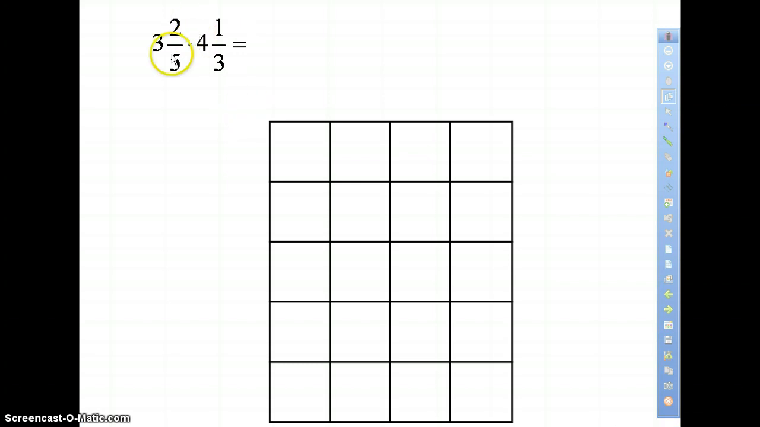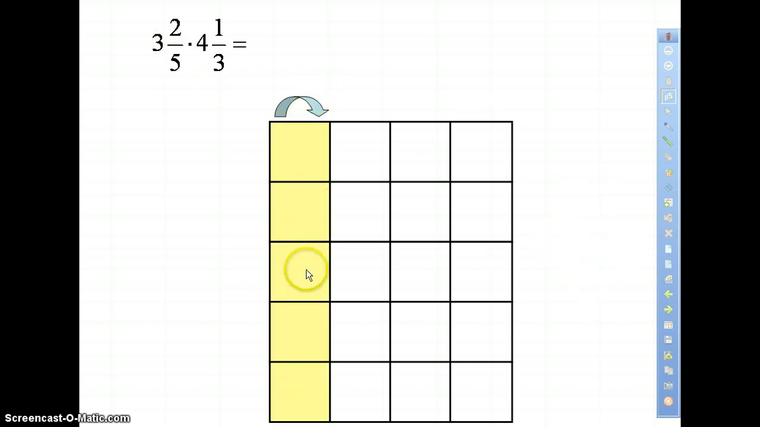Here's my example. I want to take 3 2/5 and multiply it by 4 1/3. So I've got 3 wholes and another 2/5 of a whole, multiplied by 4 wholes and another third of a whole. Okay, so I'm going to start off with a grid like this. And first I want to model, you guys have put together multiplication tables. Well, this is kind of like a big multiplication table with lots of details in it. I first want to model 3 wholes and another 2/5 of a whole.